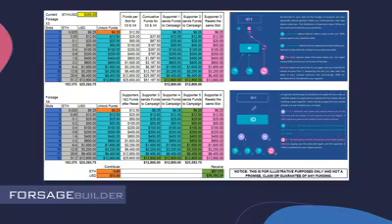You are not bound by this process. If you only choose to unlock a few of the slots, that is completely up to you. Forsage accommodates campaigns with funding goals across the entire spectrum.